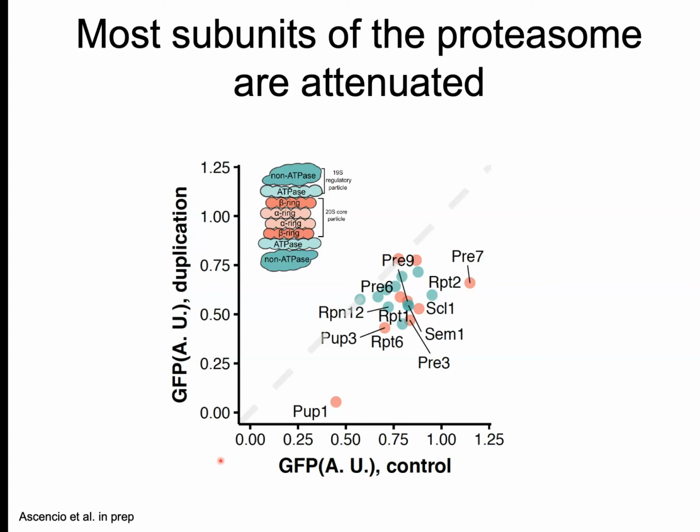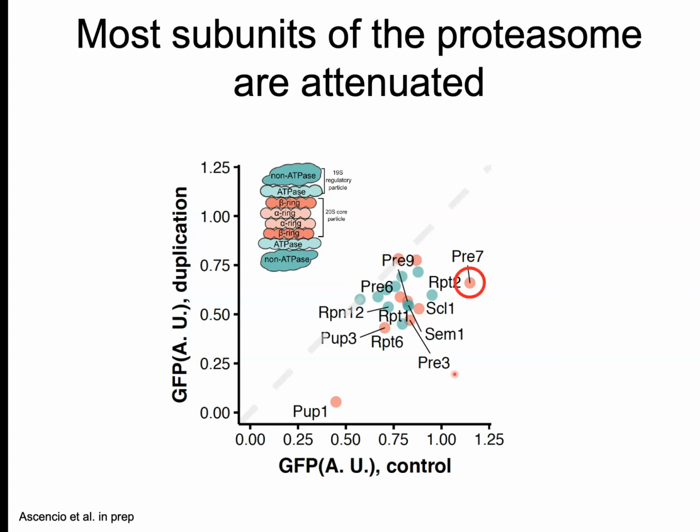subunits are actually attenuated. What you can see on this plot is GFP expression in wild-type strains where there's no duplication, and in strains on the y-axis where there is a duplication. And if there was no attenuation, we would expect all the points to fall along this diagonal. And what you can see is that there are many cases where expression level in the strain with the duplication is actually lower than in the strain without duplication, strongly supporting the model in which there is attenuation of the subunits when we duplicate the genes coding for these subunits.